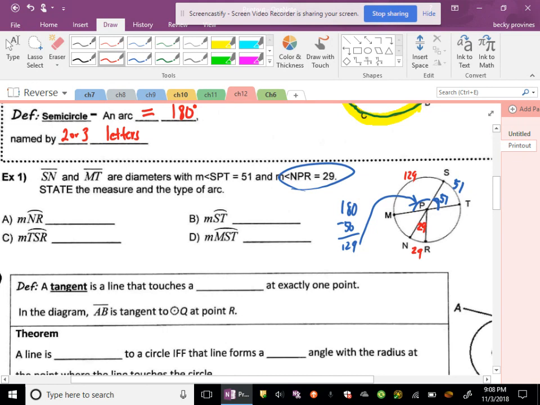Now we know that S to N is a semicircle, so that's 180. So I'm going to subtract the 51 and the 29 to get what remains. All right, let me grab my calculator here. And I believe that is just 100, but I want to double check it. Yes, of course, that's just 100.